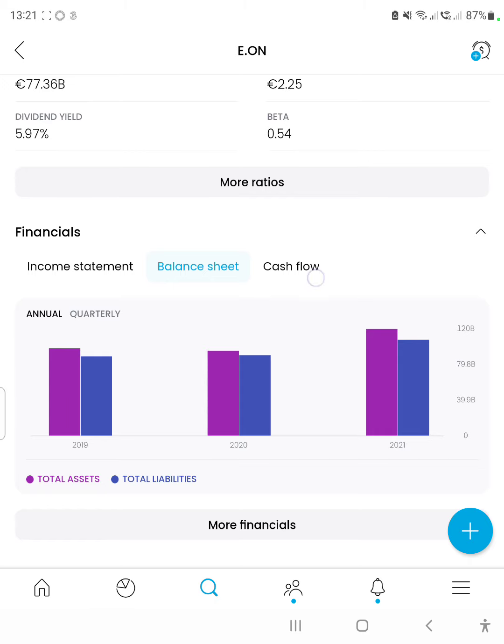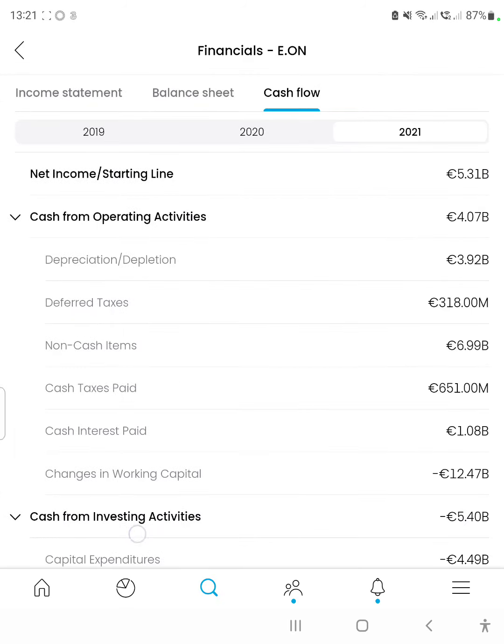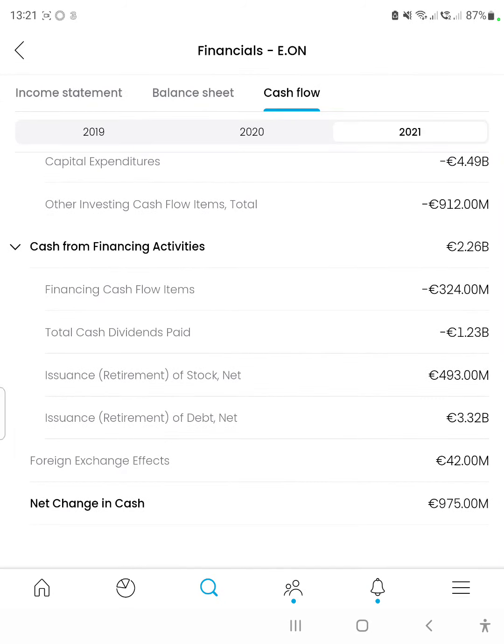So the last determining factor of whether or not this is a decent stock to invest in, and the financial health of the company, is the cash flow statement. So we're going to get into the bottom line of a cash flow statement to see what it's doing with its cash and whether it has any cash left over.